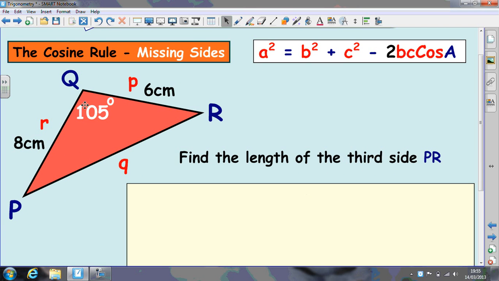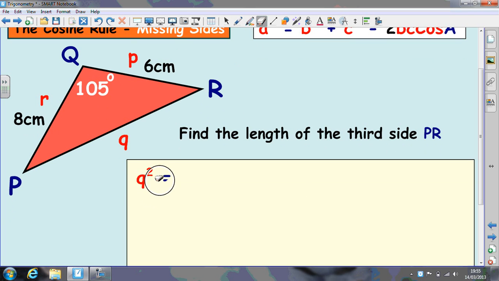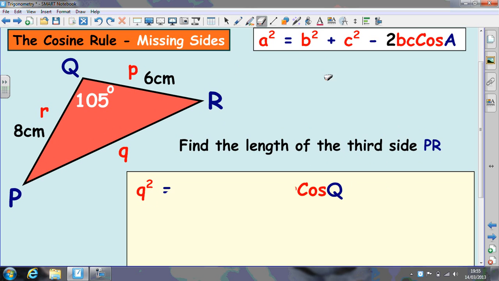So in our example, we're looking for a Q at the end because that's the angle. So Q goes at the end and at the start. So we've got Q squared and cos Q at the end. And the middle two letters are going to be the R and the P. So P squared plus R squared minus 2PR cos Q.